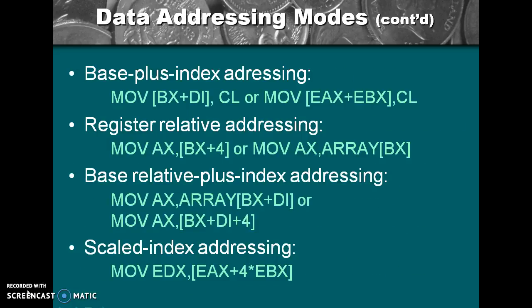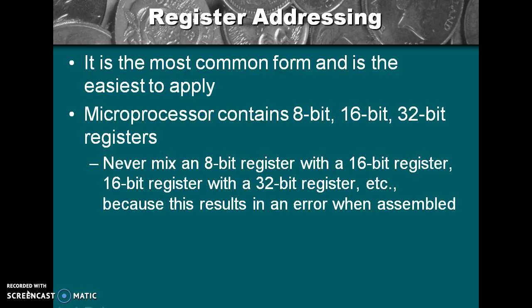Other data addressing modes are base plus index addressing, register relative addressing, base relative plus index addressing, and scaled index addressing. There are slight changes among all these addressing modes, which will be verified on the examples given in this slide.